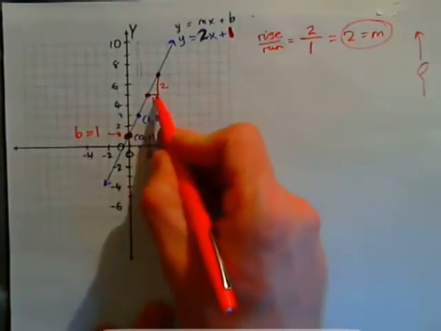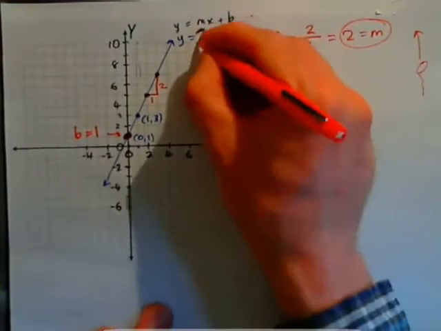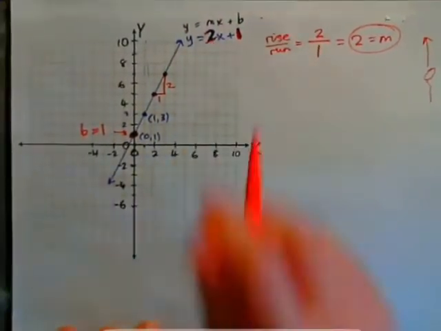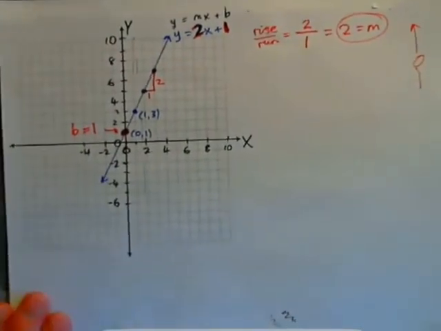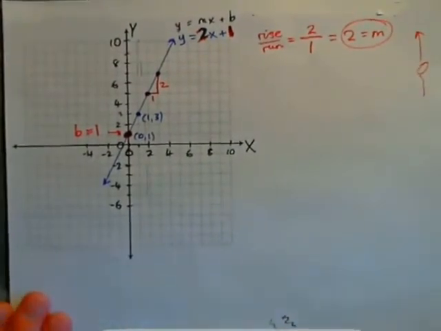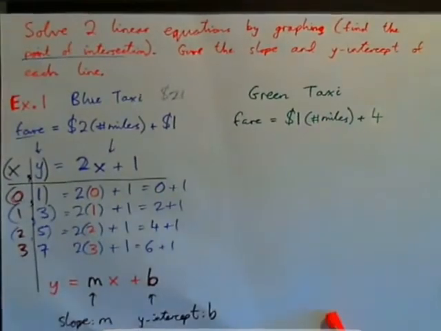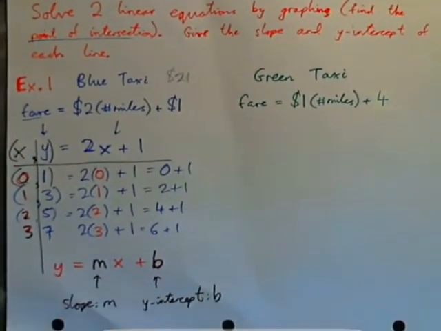So from the graph we have found that the slope is 2 and the y-intercept is 1, and that also turns up with our equation y equals 2x plus 1. Okay, what I want you to do right now is press pause on the video and calculate the table for the green taxi and then plot the green taxi. Then we'll talk about the slope and the y-intercept again.